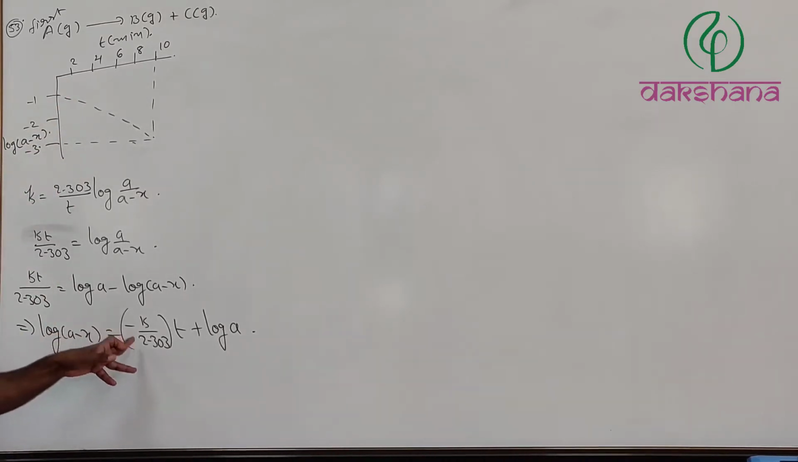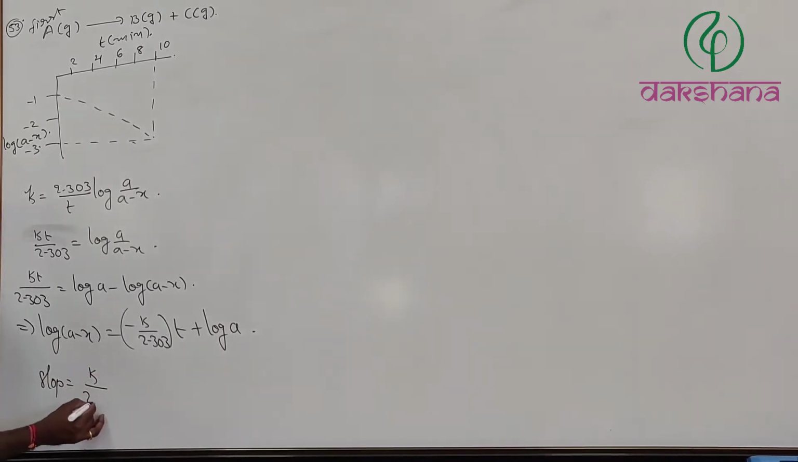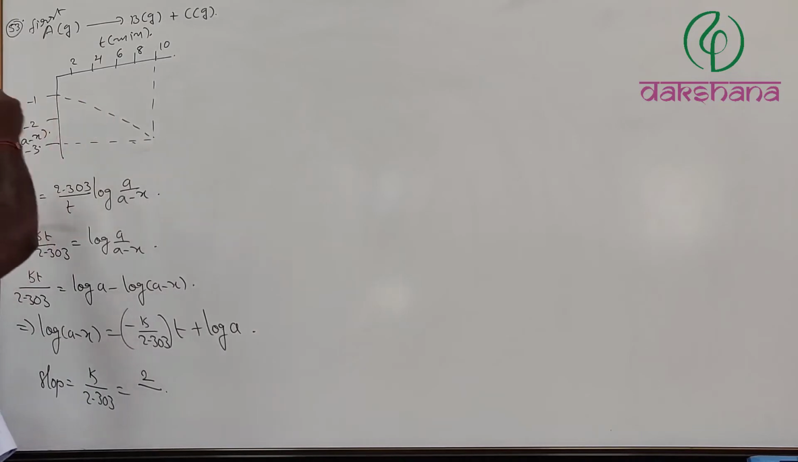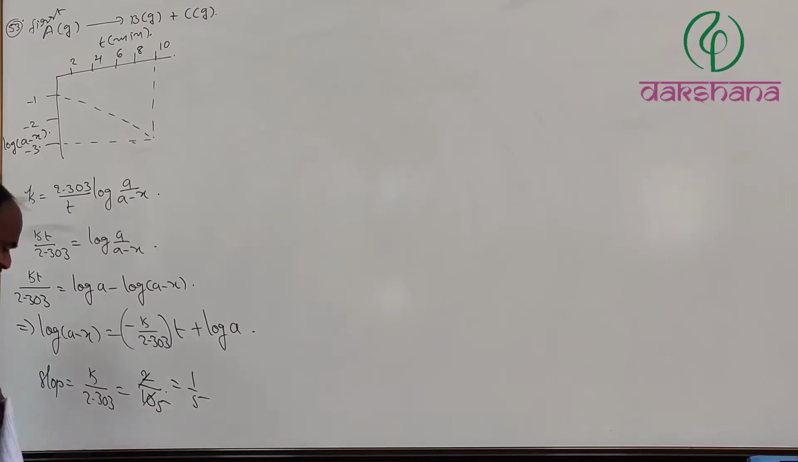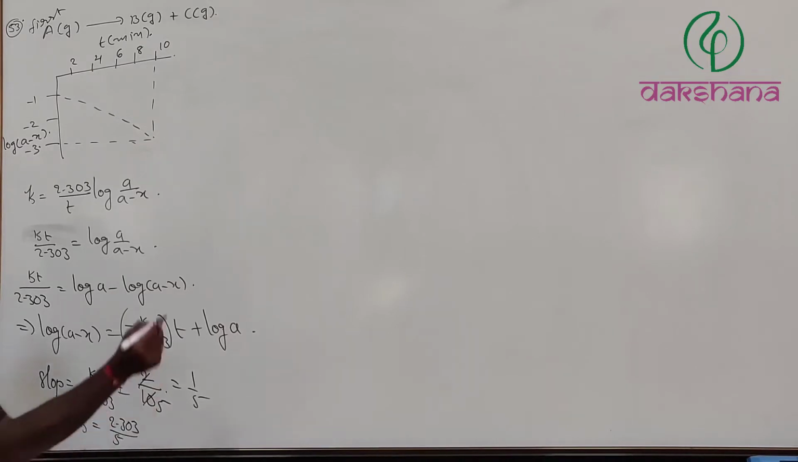So now here the slope is negative. Yeah, absolutely, here also the slope is negative. So the slope is going to be negative, slope = −k/2.303. Here also we can take (y2 − y1)/(x2 − x1). So from that we get (3 − 1) = 2 divided by 10, that is equal to 1/5. Therefore, k = 2.303 divided by 5.